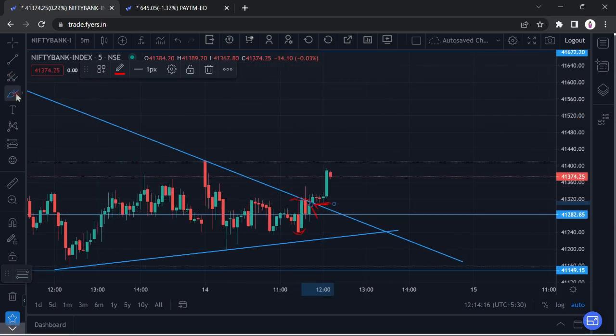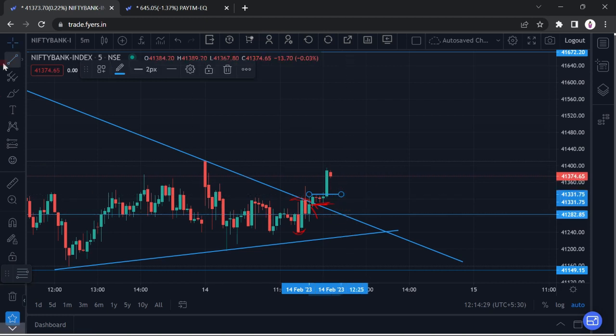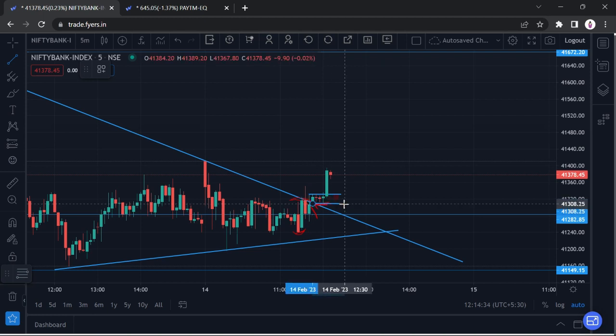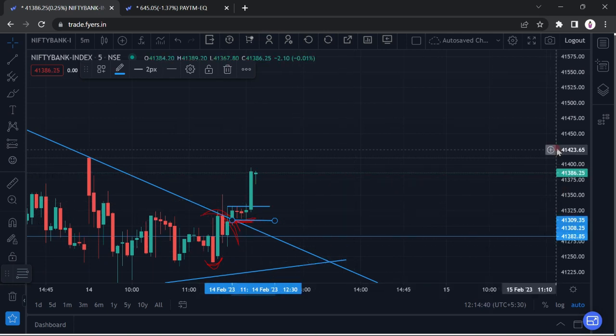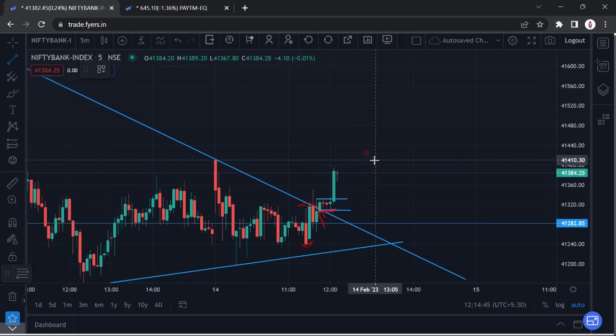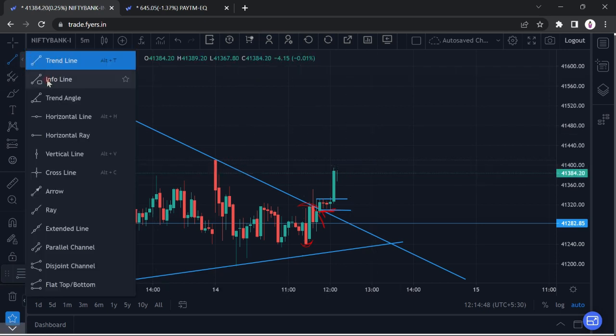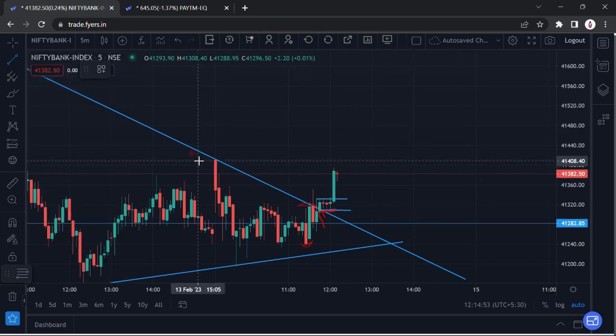After this consolidation, I took a trade around this area. I entered the trade here, because it had already started consolidating, and I put my stop loss around this area, on top of this trend line. Now, what is my target? This is my target right here. This is the first swing which is attached to the trend line.